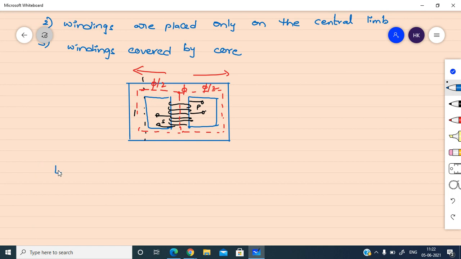And this shell type transformer, where do we use it? This is used in case of low voltage applications. That means in all electronic circuits, if any transformer is there, that transformer is a shell type transformer. And in our labs also we have transformers. To perform some tests, we use transformers, and those transformers are also shell type transformers. Why? Because those also work on low voltage only.